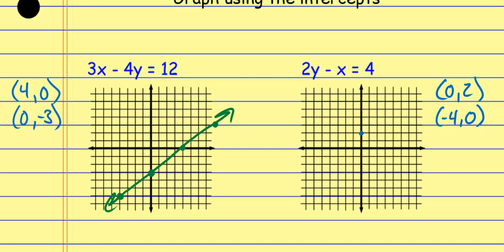It's up here. I guess I was using green in the other one. I'll use green in this one. Yeah, green. Sounds great. And then (-4, 0) is right here. But now I could continue to plot more points.